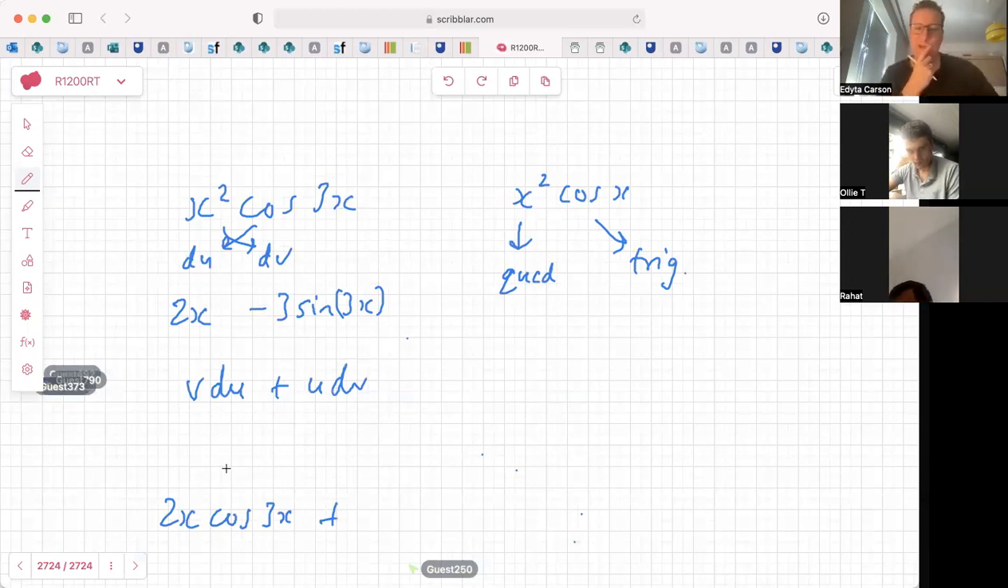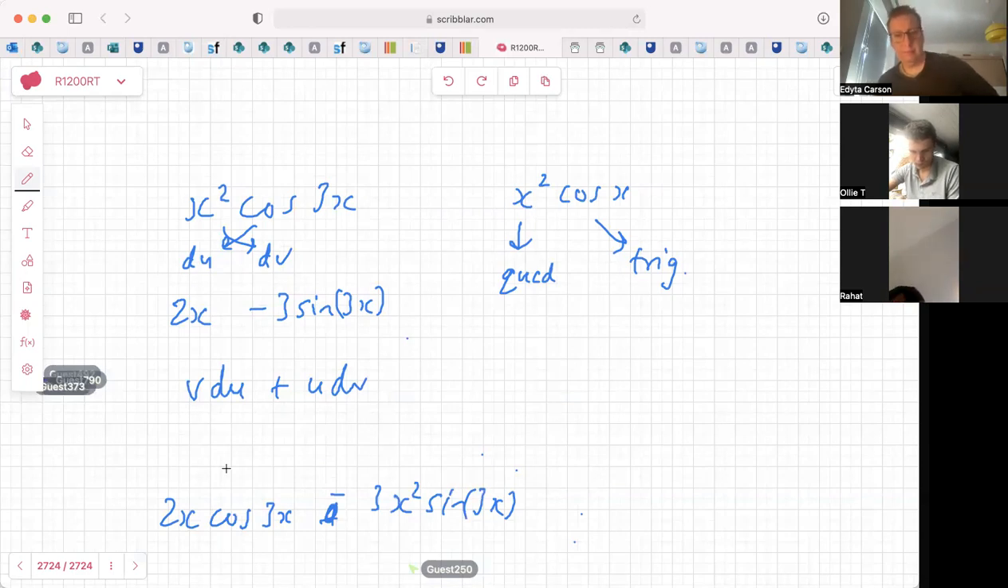Then x squared times by minus 3 sine 3x. So we're going to put a plus there, but it'll become a minus 3x squared sine 3x. So we times the x squared by dv, so u dv. X squared times by minus 3 sine 3x is minus 3x squared sine 3x.